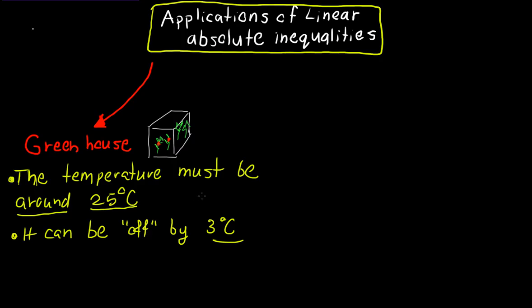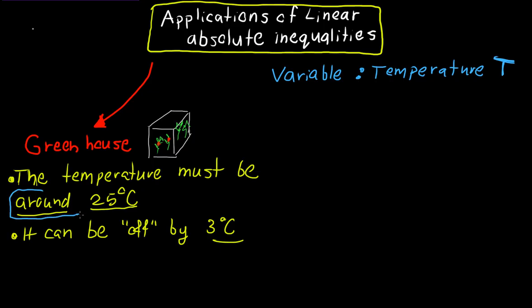Now, surprisingly, this is an absolute linear inequality. So how are we going to write this inequality? Firstly, what is our variable? Our variable here for our greenhouse problem for tomatoes is temperature. It's not x anymore. It's temperature, which we will write down as T. Now, what are our limits? We must be around. When we hear the word around, it can be plus and it can be minus, above and below.